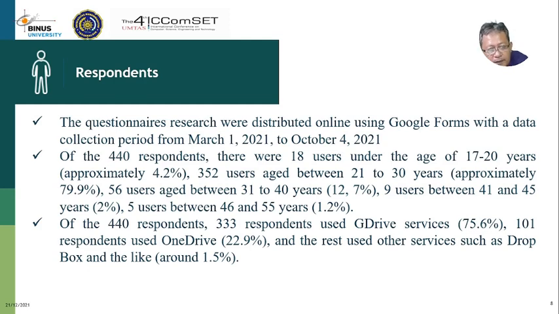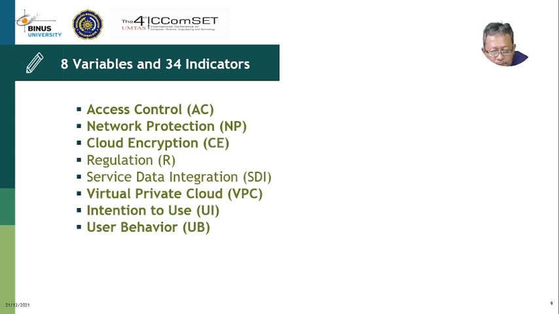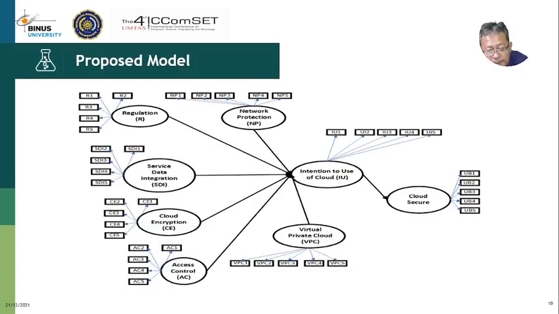There were 333 respondents using Google Drive and only 101 using OneDrive from Microsoft, and others using Dropbox. This research has 8 variables: access control, network protection, cloud, and regulation, service data, federal private, intention to use, and user behavior. There are 34 indicators to support the variables.